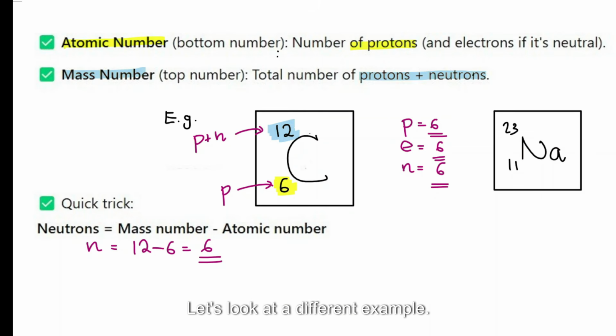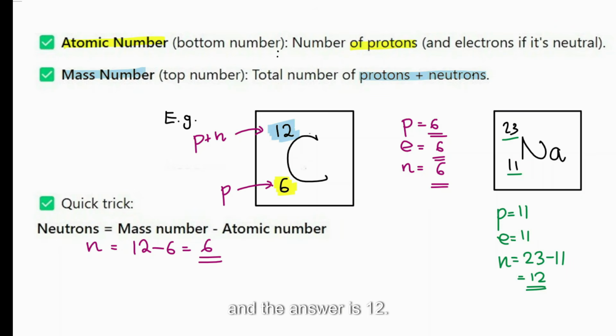Let's look at a different example. In sodium, the atomic number is 11. Mass number is 23. So the number of protons is 11. Number of electrons is the same as protons. The number of neutrons is mass number 23, take away the atomic number, and the answer is 12.